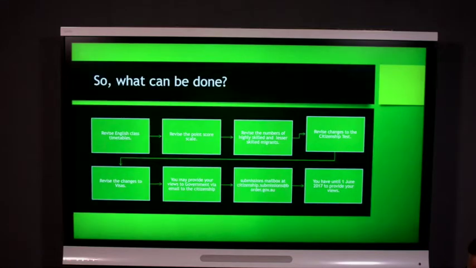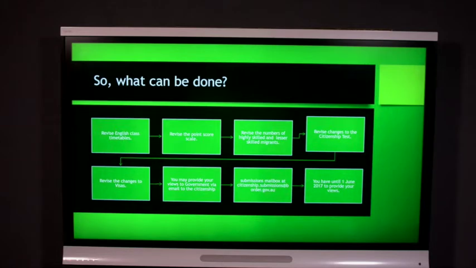For many migrants, English is a second language, so attending classes to learn English is important. They must be able to show a clear understanding of English to pass the citizenship test. Yet these classes are held at times that are often inconvenient for those who need it most to attend. So what can be done?